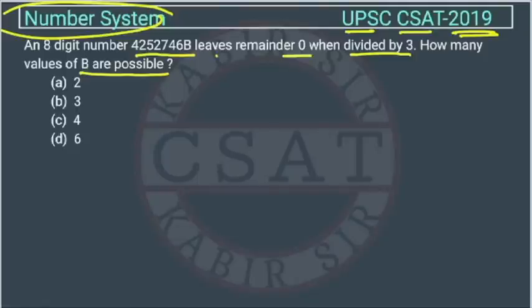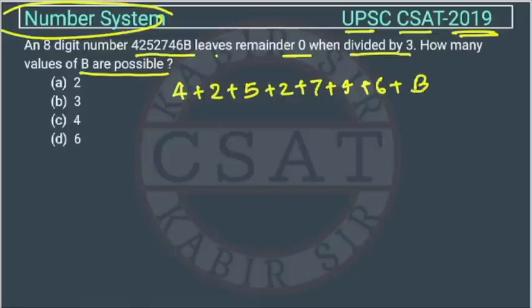Right. So how do we find out divisibility of 3? We will add the digits. So this will be 4 plus the digits of this number, 5 plus 2 plus 7 plus 4 plus 6 plus b, right, and this addition should be divisible by 3. So this will become 6 plus 5 is 11, plus 2 is 13, plus 7 is 20, 20 plus 10 is 30. So their addition is 30 plus b.